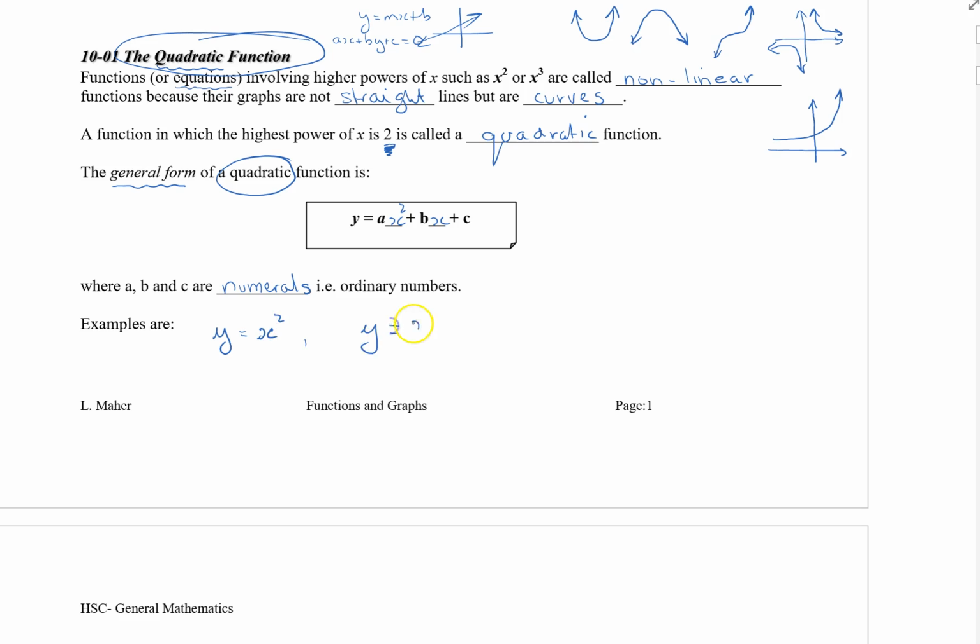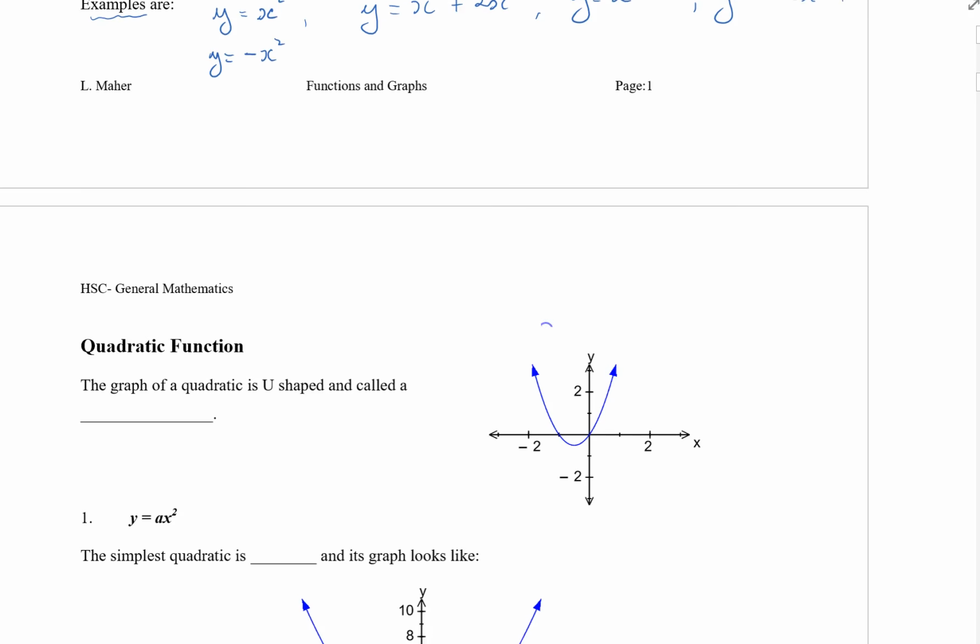You could have y equals x squared plus 2x. You could have y is equal to x squared minus 5. You could have y equals x squared minus 2x minus 1. Or you could have y is equal to negative x squared. There's an infinite number of examples of quadratic equations or functions.